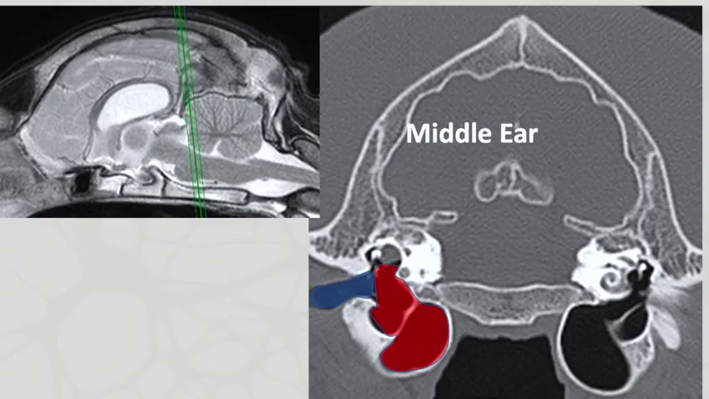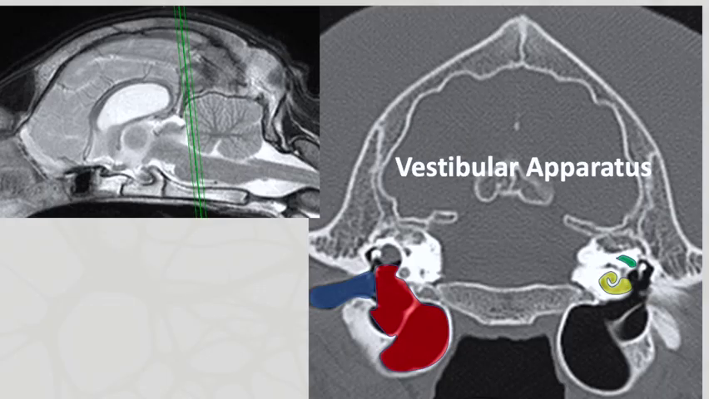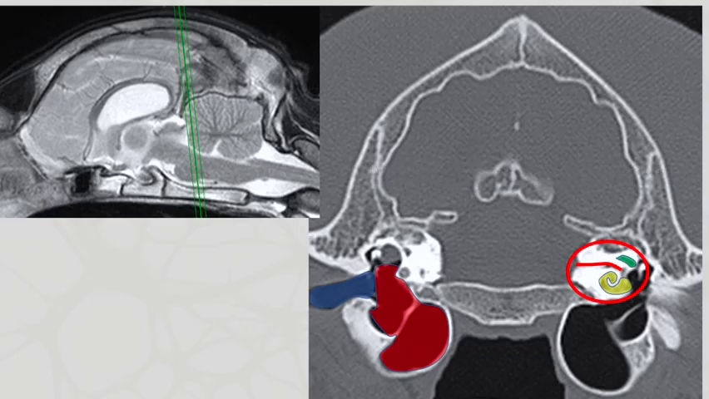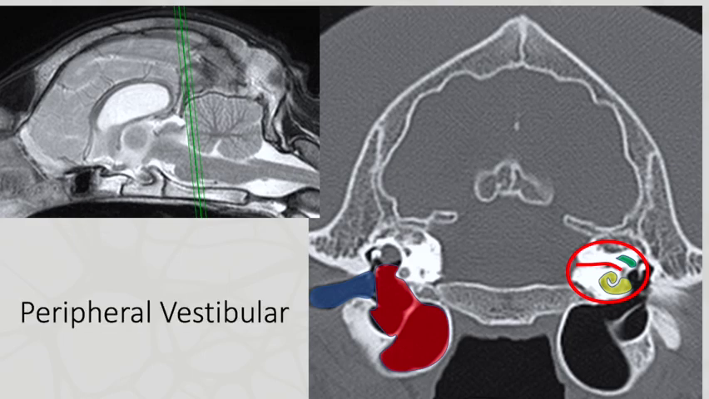And then there's going to be the inner ear, which is the vestibulocochlear apparatus. The cochlear portion is going to be for hearing. The vestibular portion is going to be for the vestibular system. And then there's also the vestibulocochlear nerve, and that's going to be the nerve that traverses that information. This portion, the vestibulocochlear apparatus and the vestibulocochlear nerve, is going to be the peripheral vestibular system.